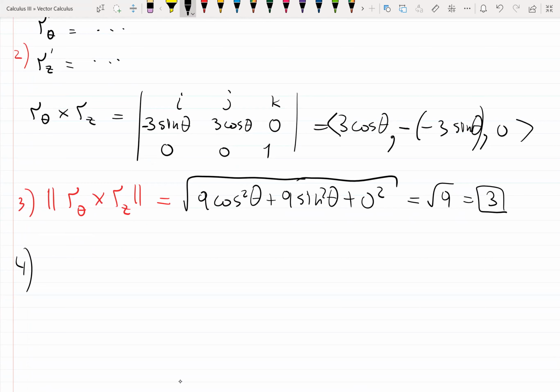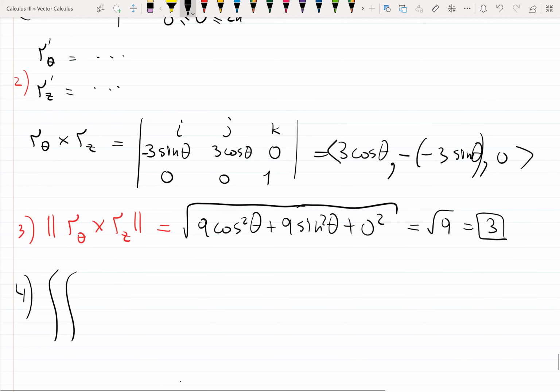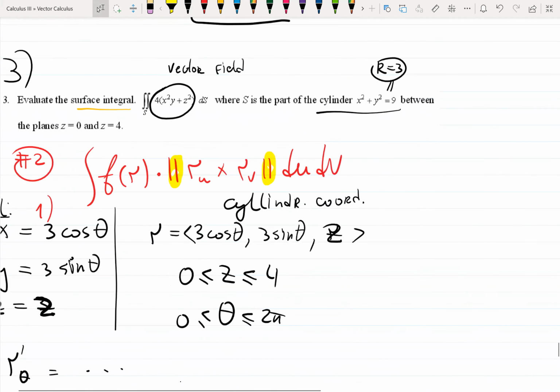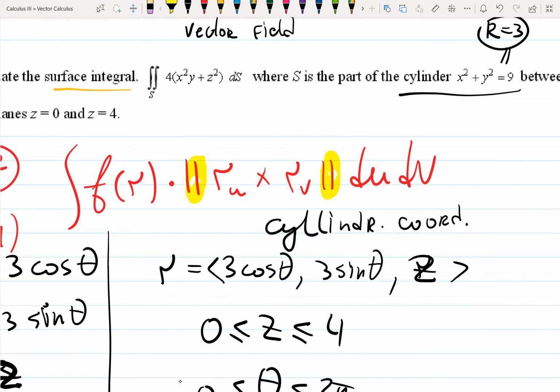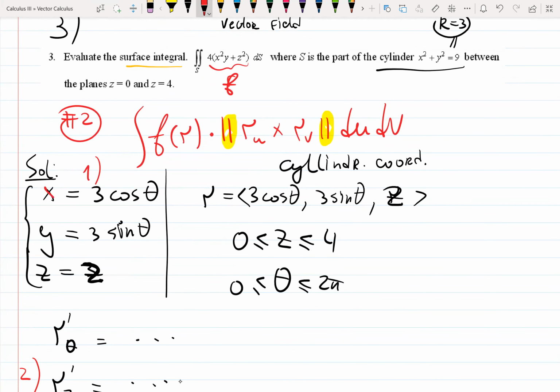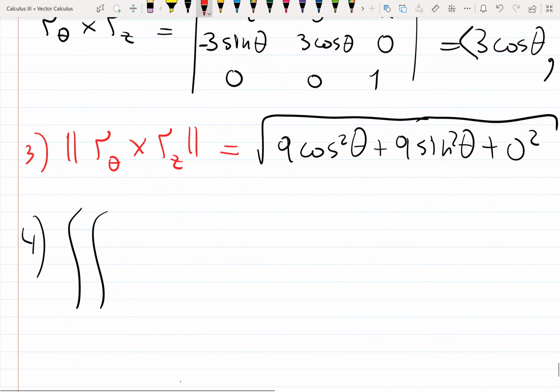Step 4, writing the integral, but you first need to figure out f. What you can do is do it right inside of the integral. Integral d theta dz. F should be rewritten. Here's my f. It's over here. This is my small f. We need to rewrite it in terms of r. So I'm going back to the parametrization, x and y and z like so. So 4x squared, x squared will be 3 squared cosine squared theta.